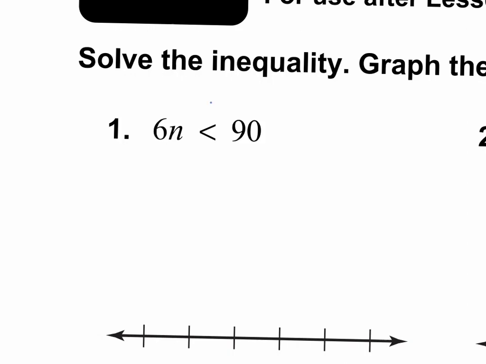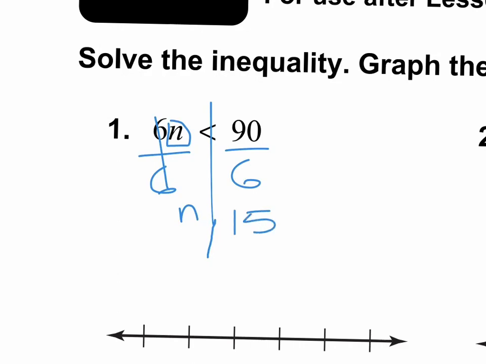So my first step is I draw a line just like before. And then I see this is 6 times n, so I'm trying to get n by itself, so I'm going to divide by 6. Divide by 6 over here. The 6's cancel out, you get left with n. And then 90 divided by 6 is 15. And then since we did not divide or multiply by a negative, we drop the sign. So we get n is less than 15.